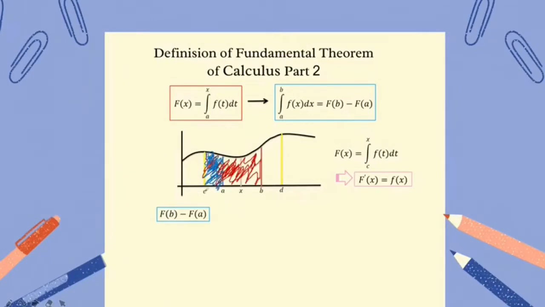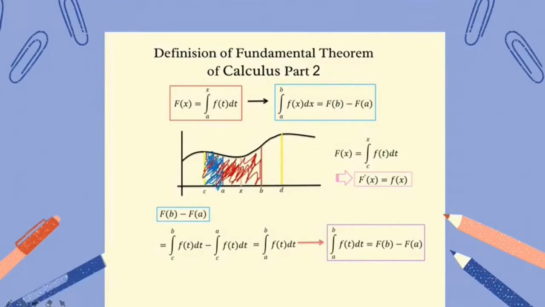The area from c to b minus the area from c to a, we get the area from a to b. So we can say that the definite integral from c to b of f(t) dt minus the definite integral from c to a of f(t) dt gives the definite integral from a to b of f(t) dt. So this definite integral is equal to the antiderivative of b minus the antiderivative of a.